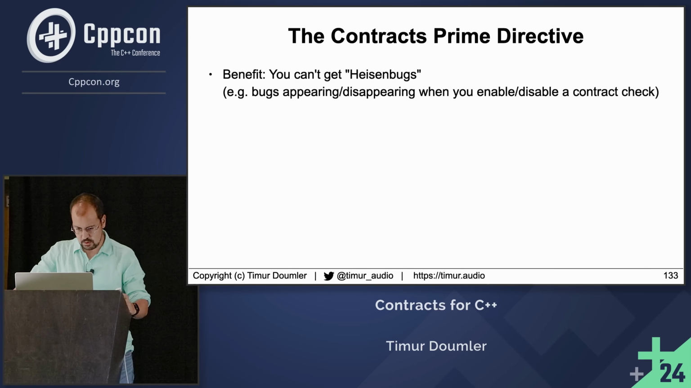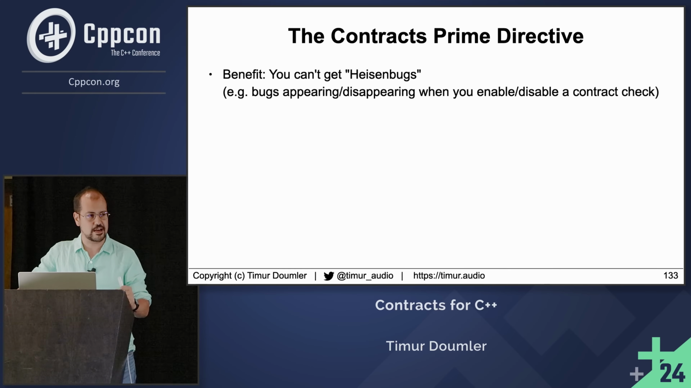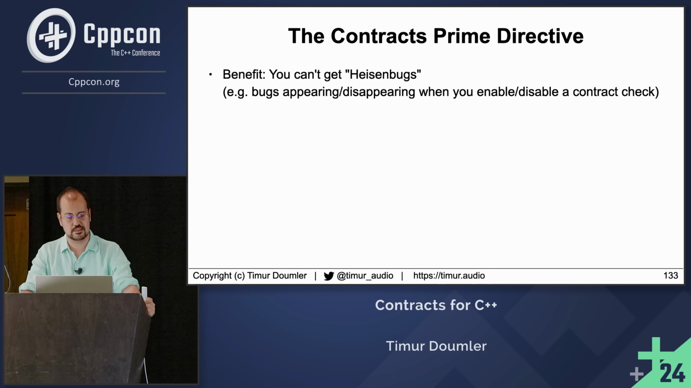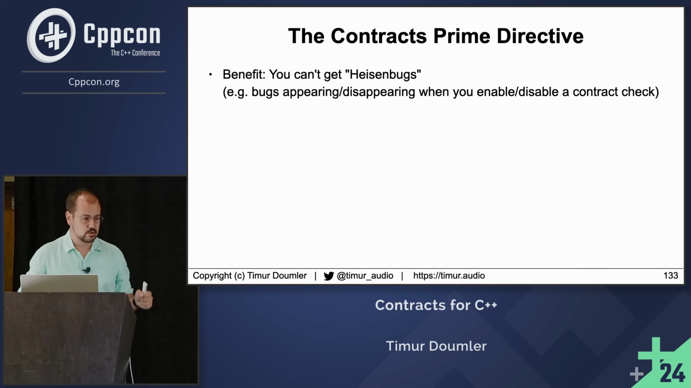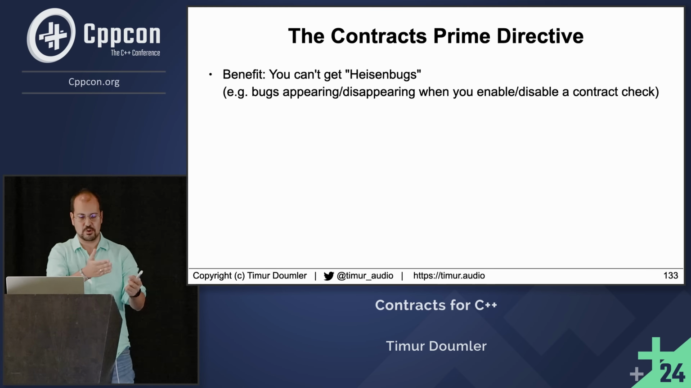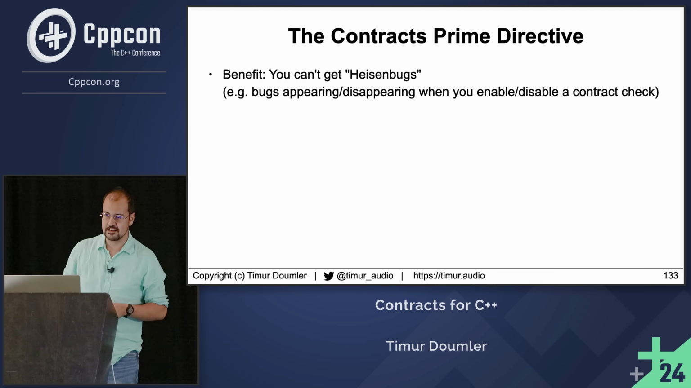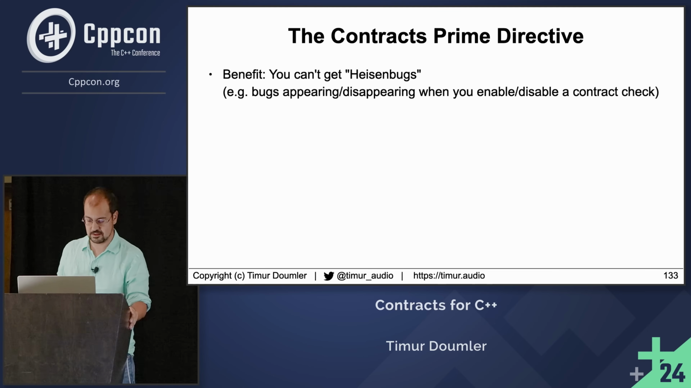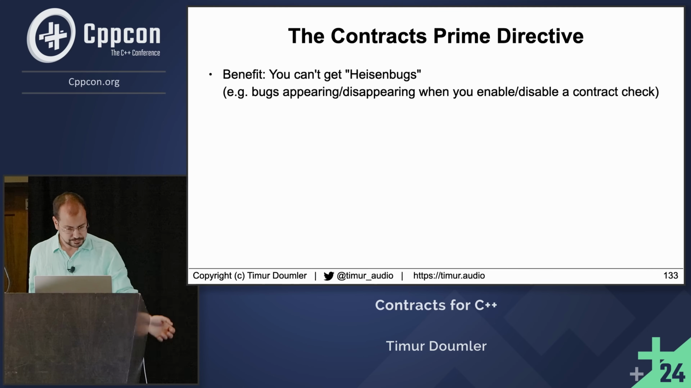And if you stick to that rule, you get one really important benefit: you can't get so-called Heisenbugs, which you can get with macro assert, but you can't get them with P2900. That's a situation where you have a bug, you add an assertion, and then the bug is gone. You remove the assertion you put there to find the bug, and then the bug is back, right? That can happen with macros. It can't really happen with this proposal, so that's a big benefit.